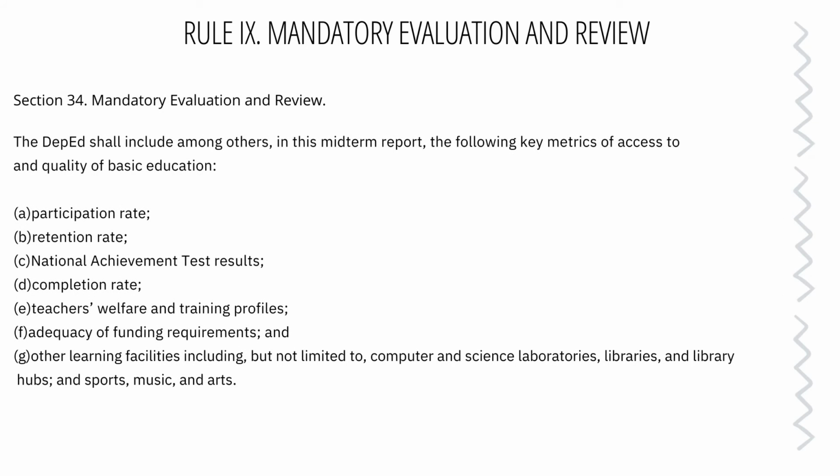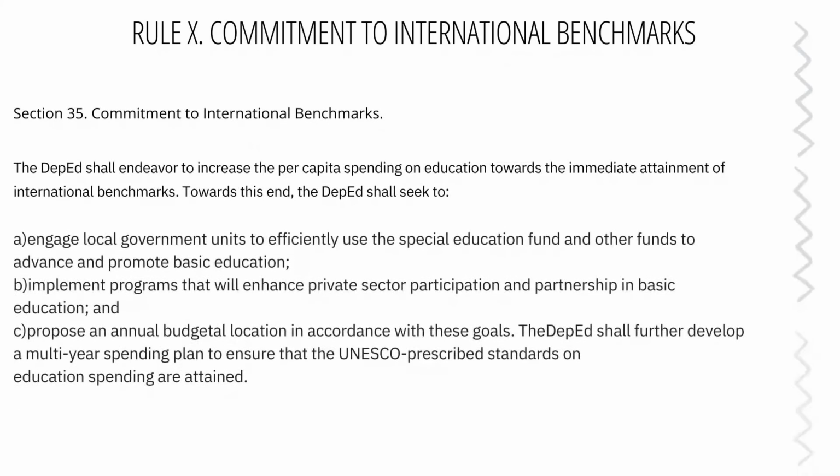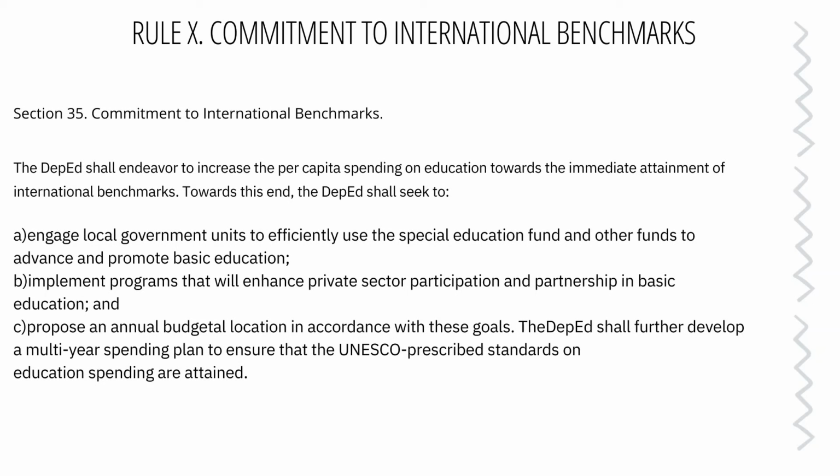The DepEd shall include, among others, in this midterm report, the following key metrics of access to quality basic education: participation rate, retention rate, national achievement test results, completion rate, teachers' welfare and training profiles, adequacy of funding requirements, and other learning facilities, including but not limited to computer and science laboratories, libraries and library hubs, sports, music, and arts.